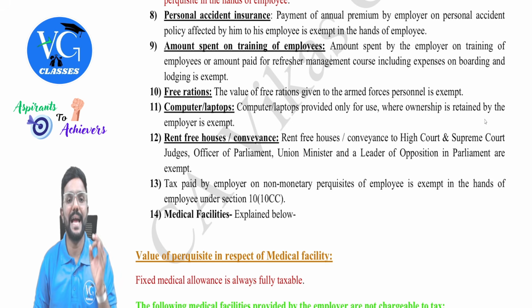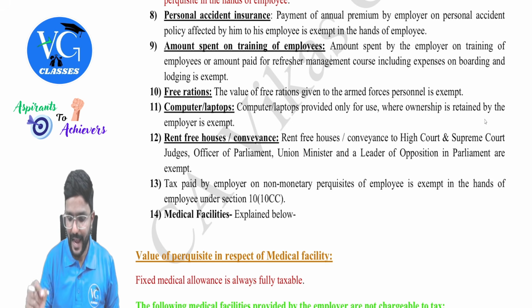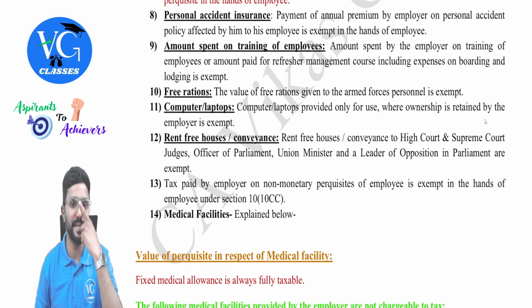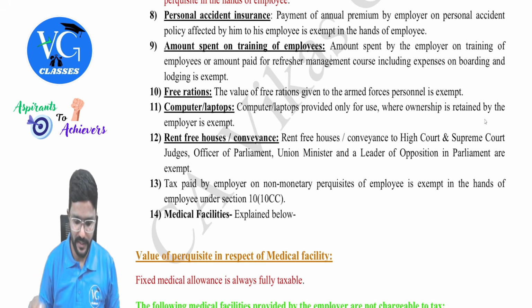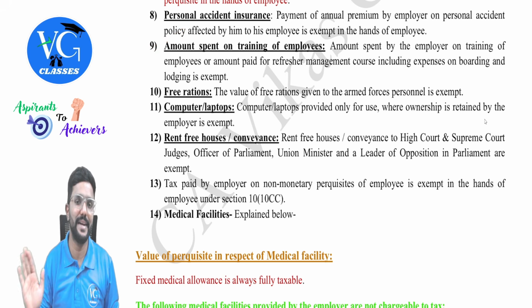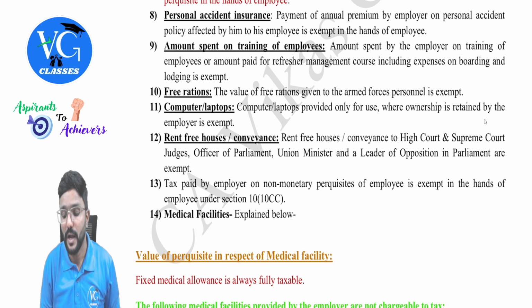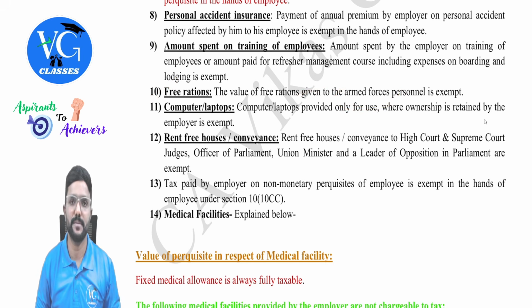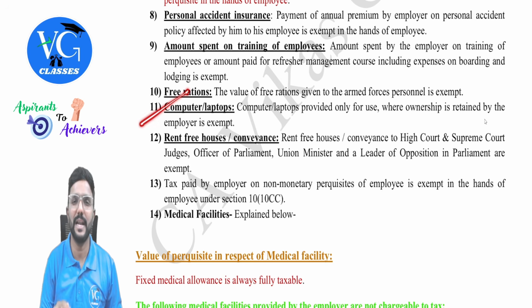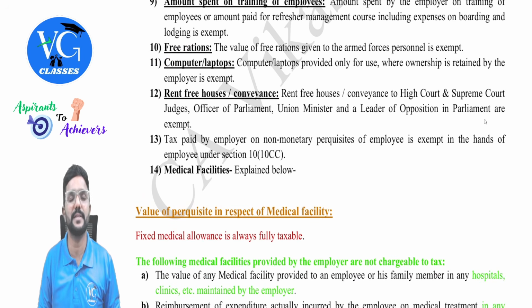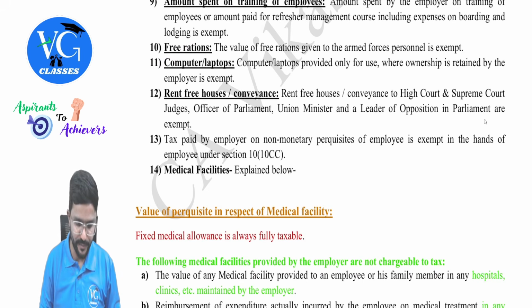Next, personal accident insurance. Payment of annual premium by the employer on a personal accident policy effected by him for his employees is fully exempt, guys. Then the amount spent on training of employees will always be fully exempt. It will not be taxable as education facility. Then free rations provided to the armed forces, or the person who is working in the Indian Army, would be exempt, guys. Then a computer or laptop provided to the employee during office work, even if it is used partly for personal purpose, is still fully exempt.